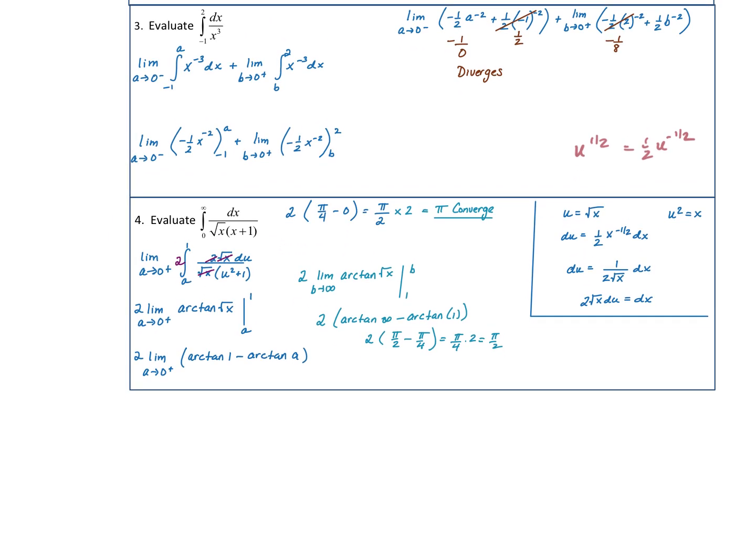So arctan of 1 is pi over 4. So pi over 4 times 2 is pi over 2 minus 0. So that's over here. And then we're going to add to that pi over 2. We got pi over 2 here. So pi over 2 plus pi over 2 is going to be equal to pi, which is what we got, which converges.